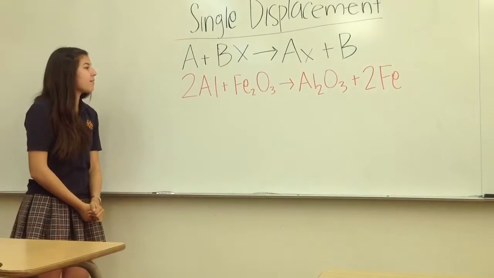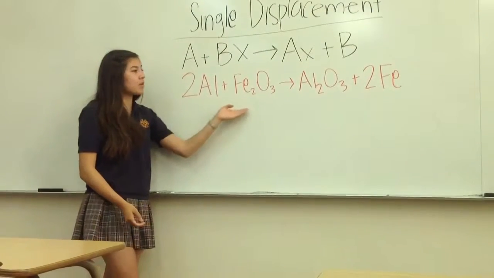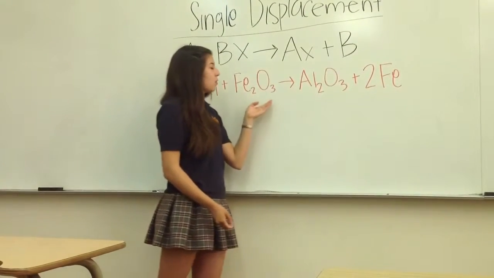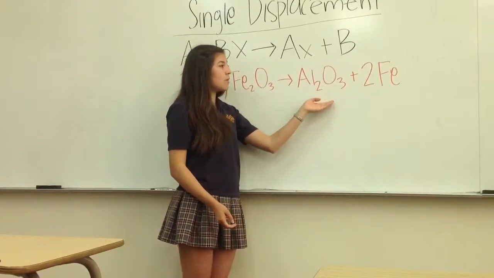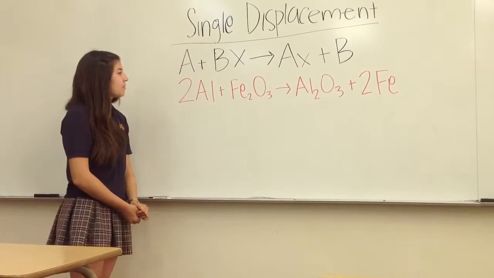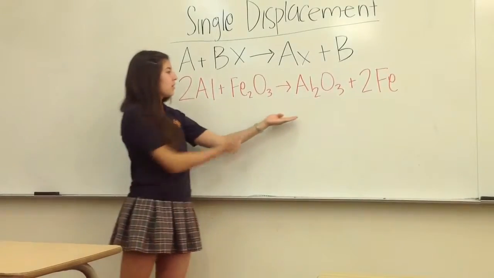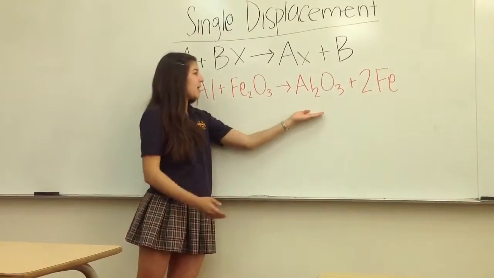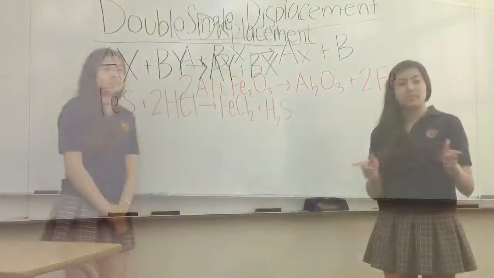So here we have aluminum plus iron oxide reacts to produce aluminum oxide and iron. Now here we see that aluminum and oxygen combined and left iron.